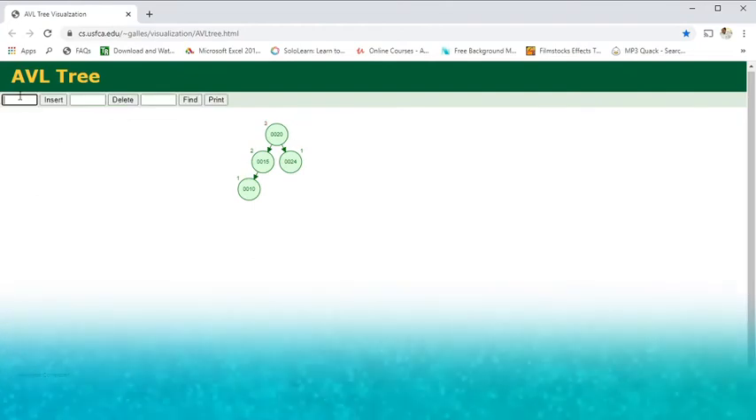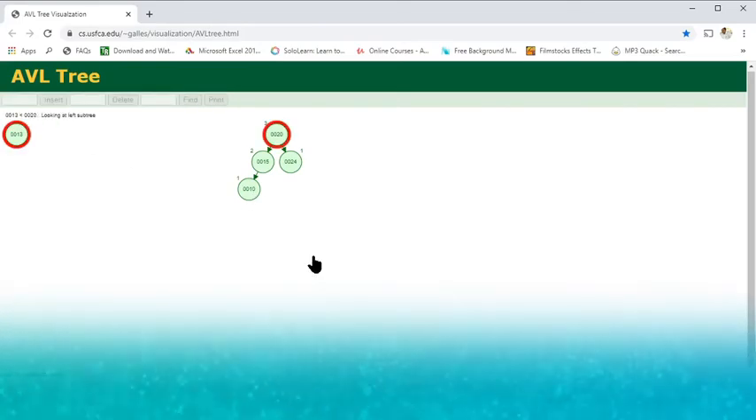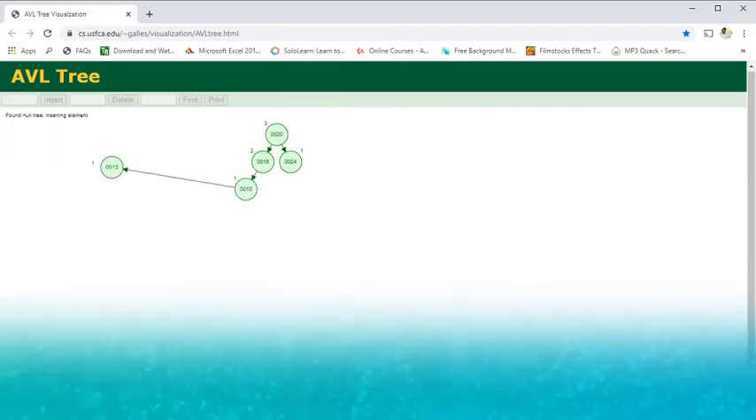Next, I am inserting 13. 13 is lesser than 20, again lesser than 15, but greater than 10. So that means right side of 10 is where the 13 is going to be placed. Place at the right side of 10. Now look for the balancing factor.